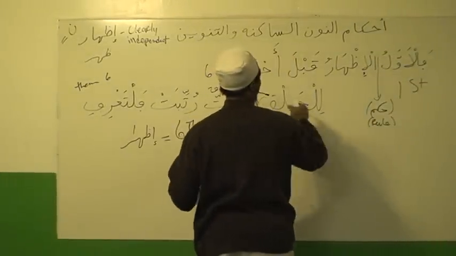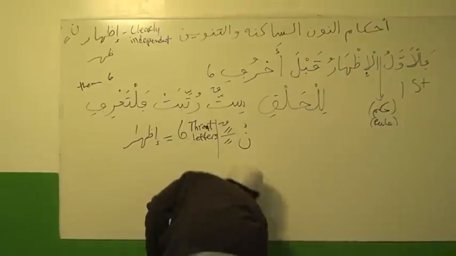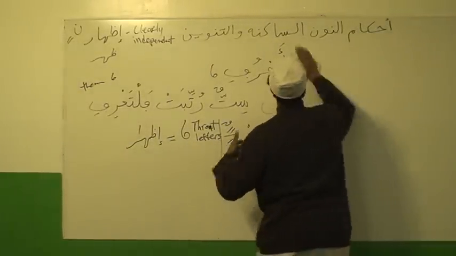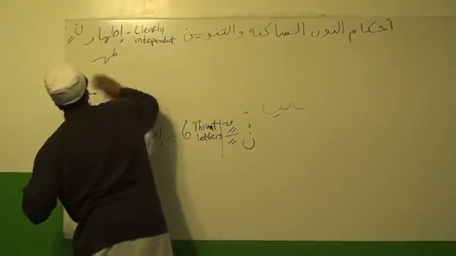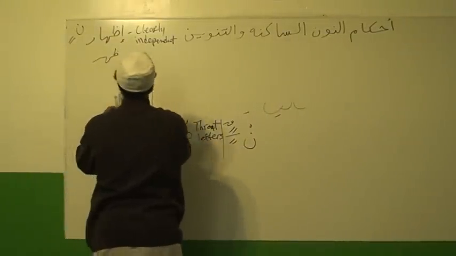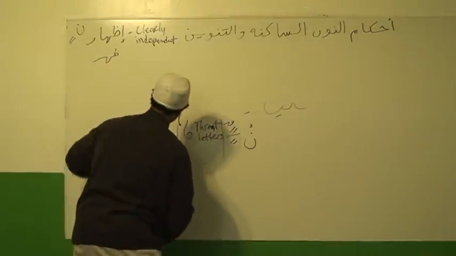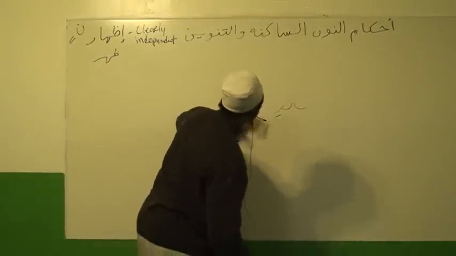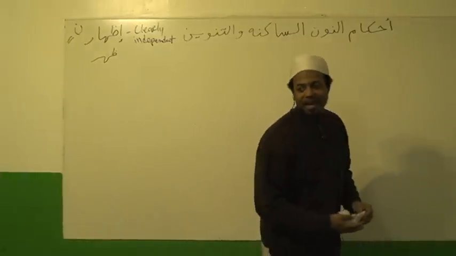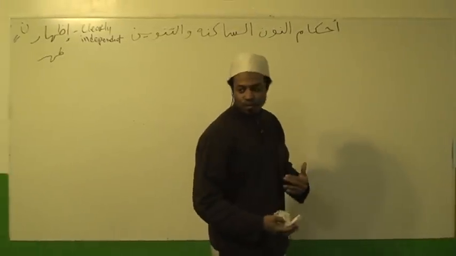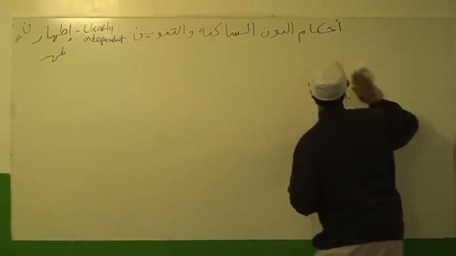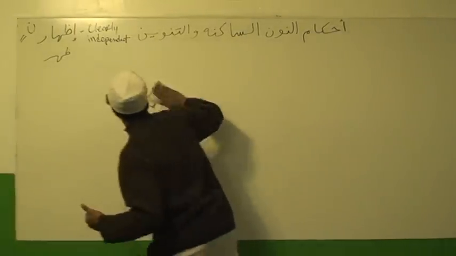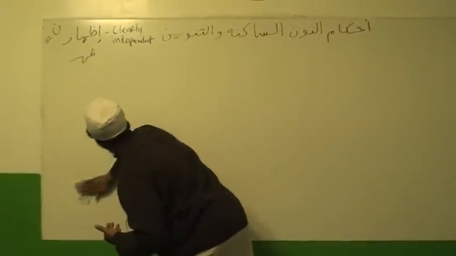Let's go to this. فَالْأَوَّلُ الْإِظْهَارُ قَبْلَ أَحْرُفِ لِلْحَلْقِ سِتٌّ رُتِّبَتْ فَلْتَعْرِفِ. And they're going to go through the letters real easy. هَمْزٌ فَهَاءٌ ثُمَّ عَيْنٌ حَاءٌ مُهْمَلَتَانِ ثُمَّ غَيْنٌ خَاءٌ. I'll say it again and again. So now we're going to learn what the letters of the throat are. The letters of the throat are هَمْزٌ فَهَاءٌ ثُمَّ عَيْنٌ حَاءٌ. I made a mistake that first time. It's هَمْزٌ فَهَاءٌ ثُمَّ عَيْنٌ حَاءٌ مُهْمَلَتَانِ, which means they don't have anything over them.